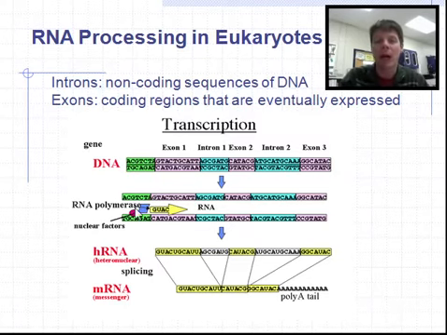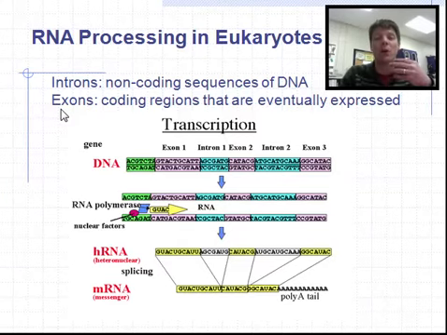In our DNA, we actually have different regions. Some of our DNA is referred to as introns. These are non-coding sequences of DNA. We also have regions which are called exons. This is the exciting stuff that's expressed. So these are the coding regions that are eventually going to be used to produce a protein.